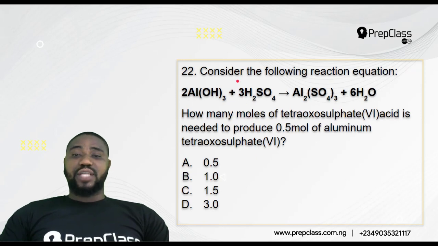Question number 22. Consider the following equation. This is aluminum hydroxide reacting with sulfuric acid, H2SO4, to give you aluminum sulfate and water. Now, how many moles of H2SO4 are needed to produce 0.5 mole of aluminum sulfate, Al2(SO4)3?